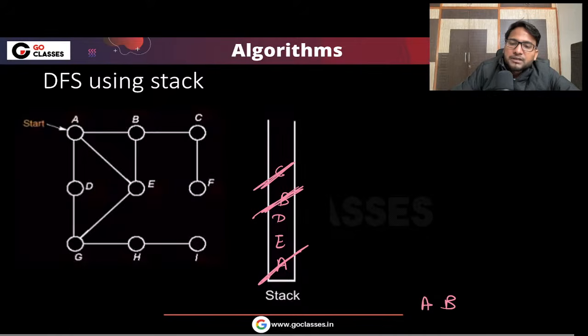Then you pick this C and you pop it out, and then push all of its neighbors. So F is the only neighbor here. You pop out this F. There is no neighbor. Now you pop out this D and push all of its neighbors. So G is the neighbor here.